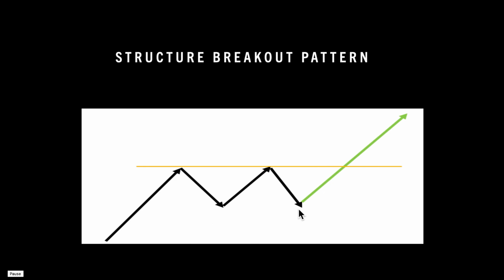Here's an example of the structure breakout pattern. A breakout happens after structure is violated or after a period of consolidation is violated. So during a structure breakout, you will see that the market is forming a double top or an ascending triangle. This is also known as a potential reversal.